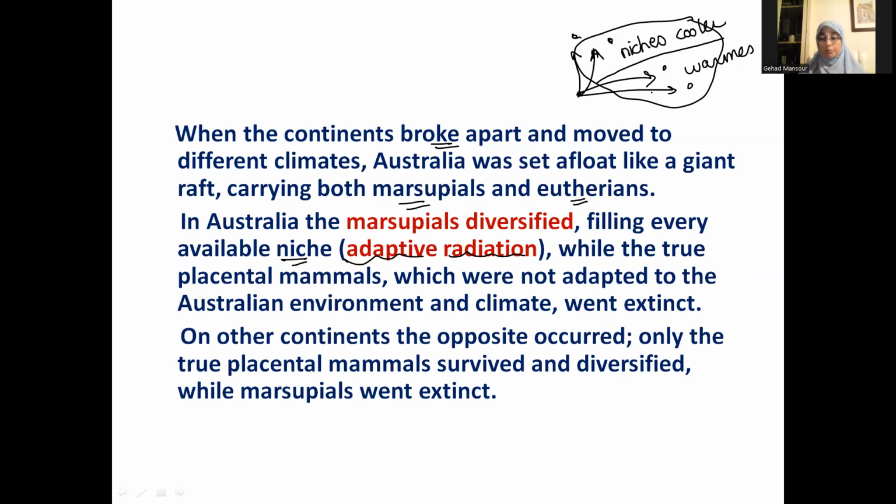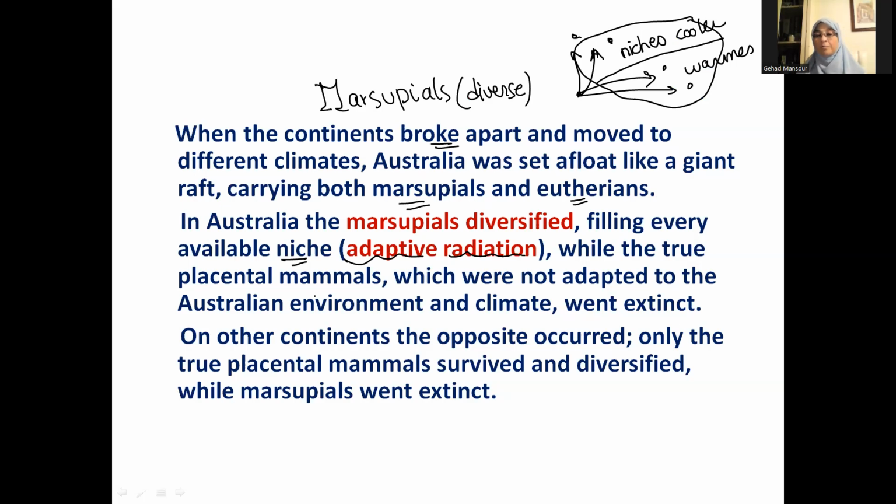Because those marsupials, it's true that they are all marsupials, but they are diverse. Okay, they include different subtypes, and every subtype settled in a particular habitat in Australia, depending on which habitat was most suitable to them. That's why we call this divergence or this radiation that occurred on the basis of adaptation, adaptive radiation.